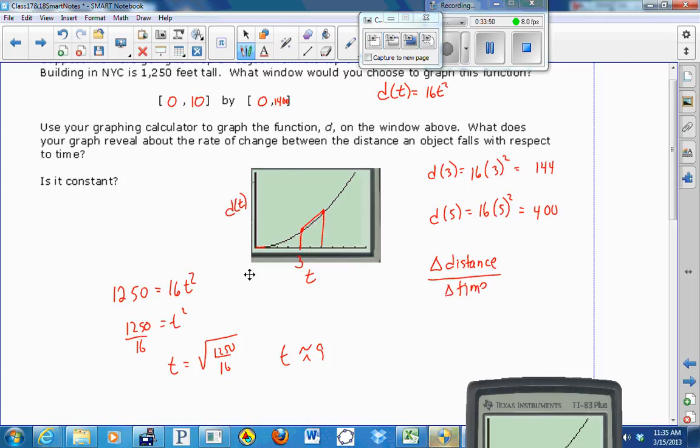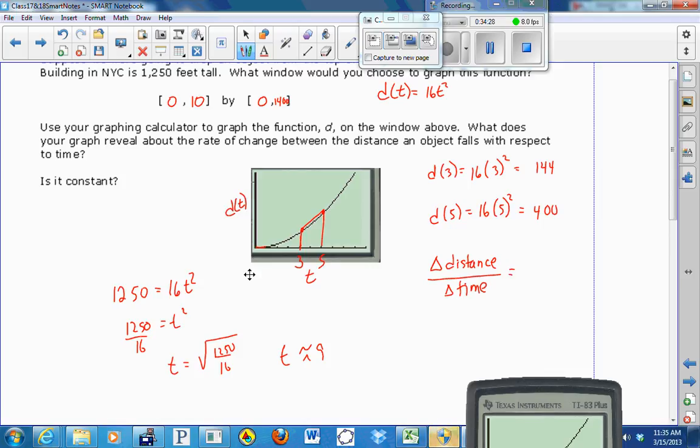What is the change in distance over the change in time usually called? In normal everyday language, what do you call your change in distance over time? Speed, right? Change in distance, feet or miles, over time, per second or per hour. That's called your speed. So we're finding the average speed this object is traveling from 3 to 5 seconds. That's what we find when we calculate the slope of that line.